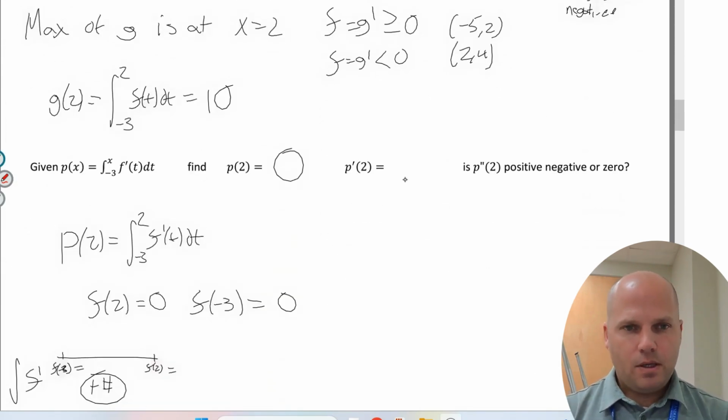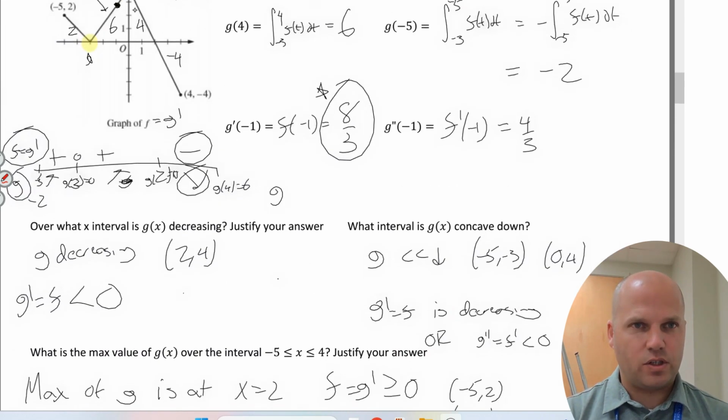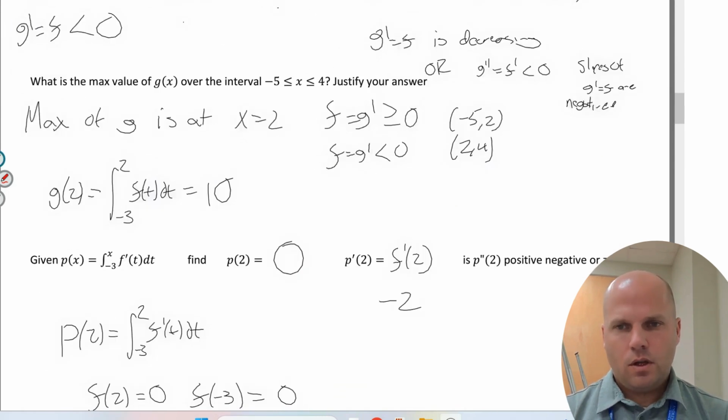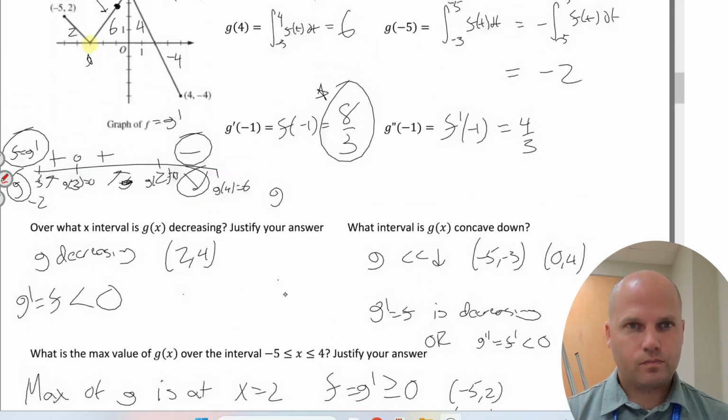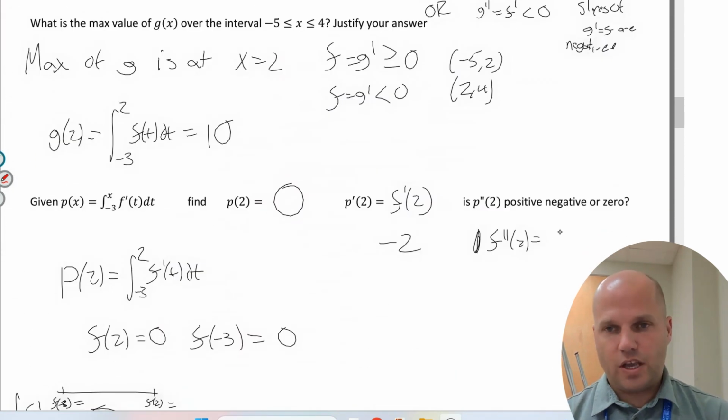P prime is the same as f prime. F prime of 2 is the slope of f. This is the graph of f. The slope of f at 2 is the slope -4 over 2, so -2. And the second derivative refers to the second derivative of f. And the second derivative of f at 2 is 0, because f has no concavity.